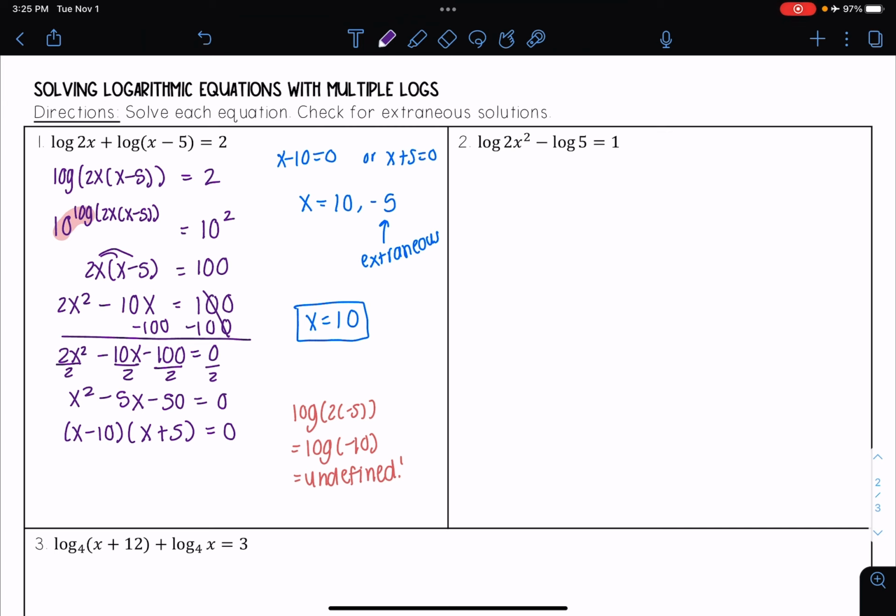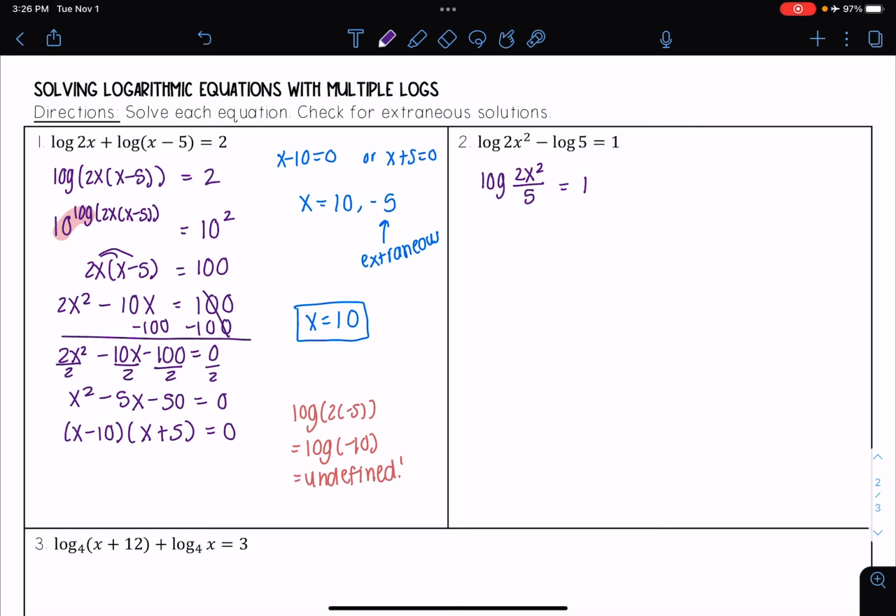Okay, let's try this next one. So next one I have log of 2x squared minus log of 5 is equal to 1. So here I have the quotient property that I'm going to be using. The quotient property tells me that this is equal to log of 2x squared divided by 5 is equal to 1.